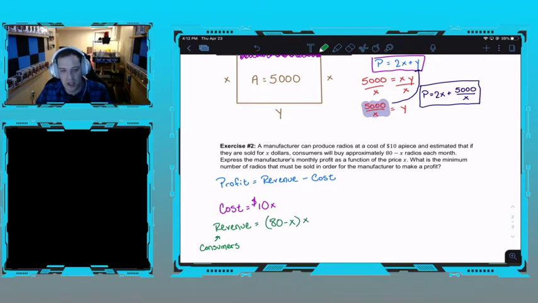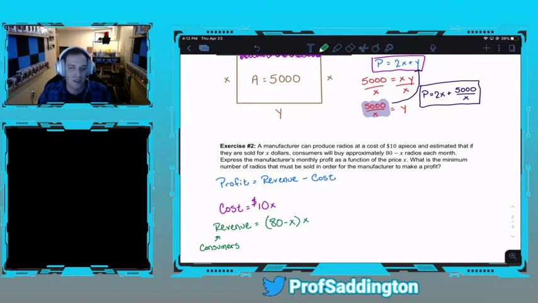Because we're looking at the price in dollars. So the price in dollars for this case was X. So if we want to find the profit or the minimum number of radios that must be sold in order for the manufacturer to make a profit, what we can do is take this information and plug it in to the formula that I just wrote up top.